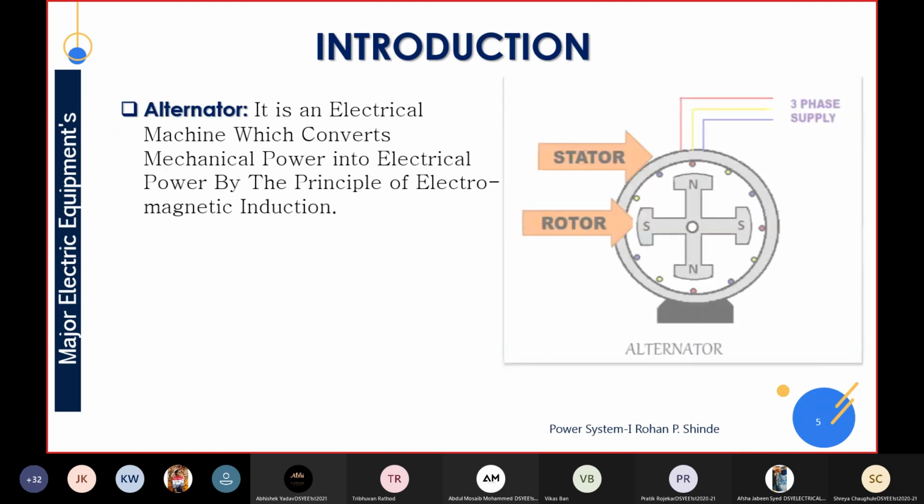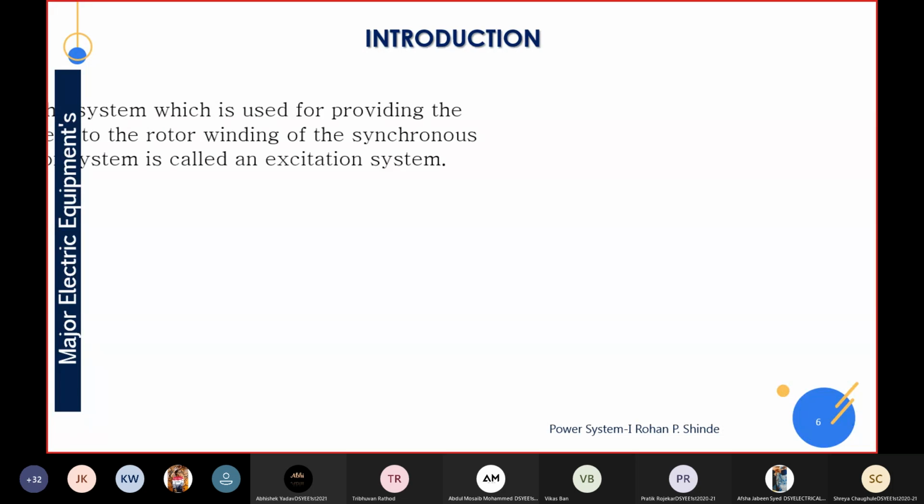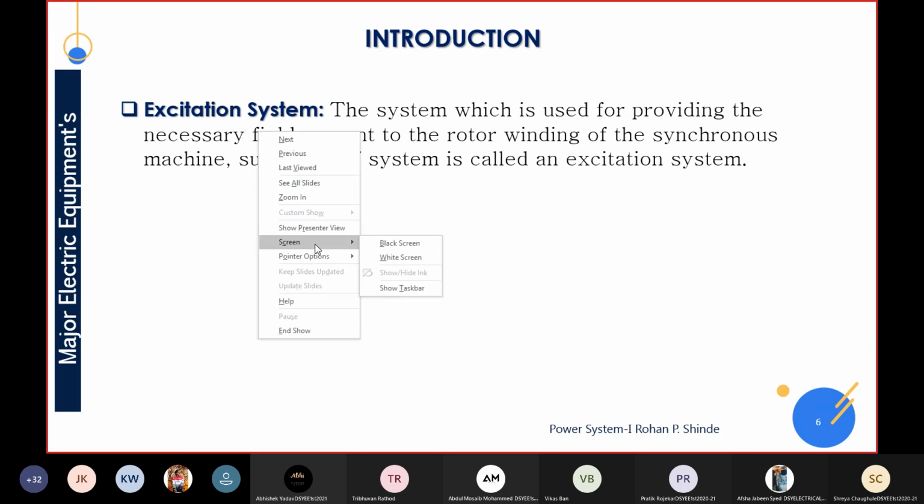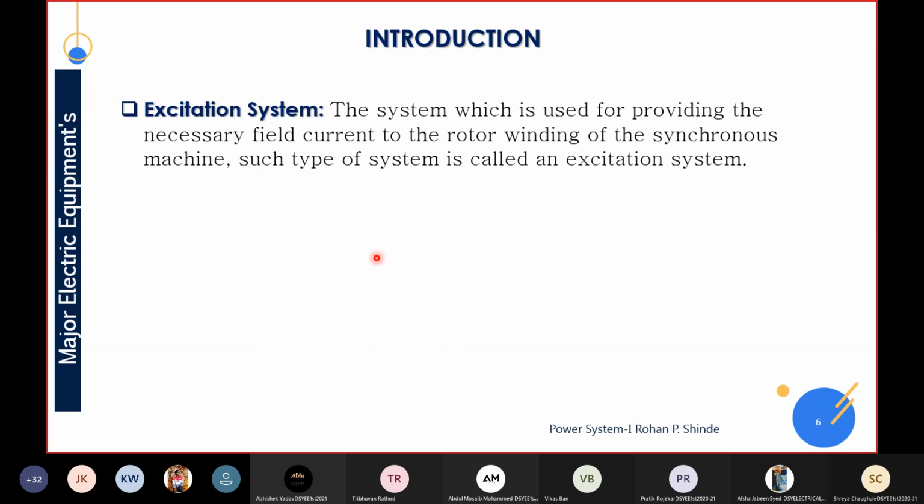So we have already seen what is the alternator. After that we have seen what is the meaning of excitation system: the system which is used for providing the necessary field current to the rotor winding of synchronous machine. Such type of system is called as excitation system. Now see here, all of you know that there is a stator, right? That means every outside or stationary part of the machine will be called as a stator, and some internal part is nothing but a rotating part, and that part will be called as a rotor.